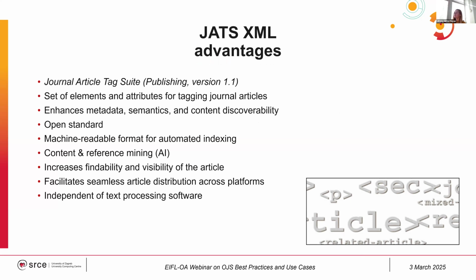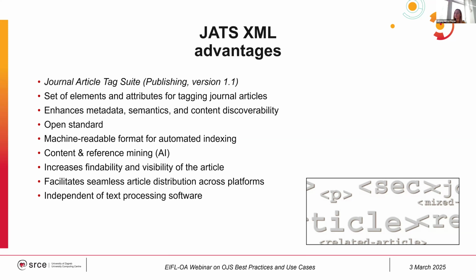Now let's focus on JATS XML and its advantages. JATS XML is short for Journal Article Tag Suite. It's a set of elements and attributes designed specifically for tagging journal articles. Even though it's more technical to create, it makes a lot of difference when it comes to how academic content is shared, discovered, and in the end understood.